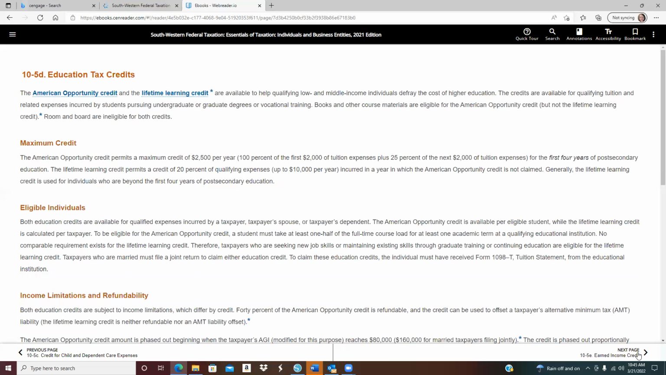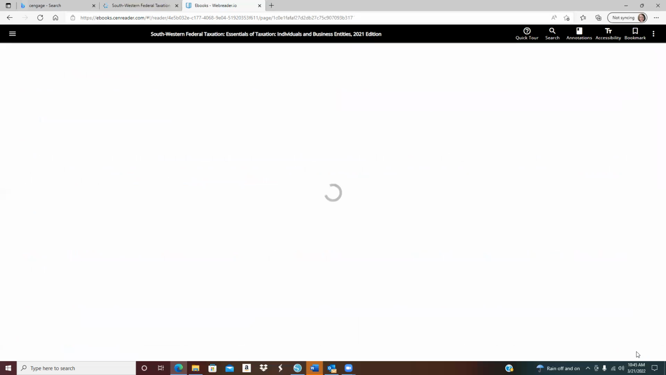You also have the education tax credit. Qualified low and middle income individuals can defray the cost of higher education. The credits are available for qualifying tuition and related expenses incurred by students pursuing undergraduate or graduate degrees. I believe the American Opportunity Credit permits a maximum of $2,500 per year for the first 4 years of post-secondary education. And the Lifetime Learning Credit is up to $2,000 per year for expenses incurred in a year in which the American Opportunity Credit is not claimed. Use one or the other.